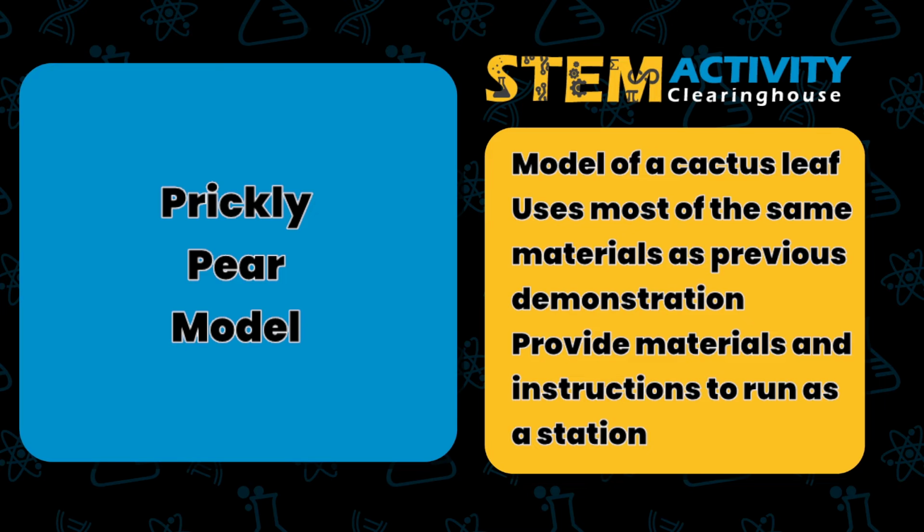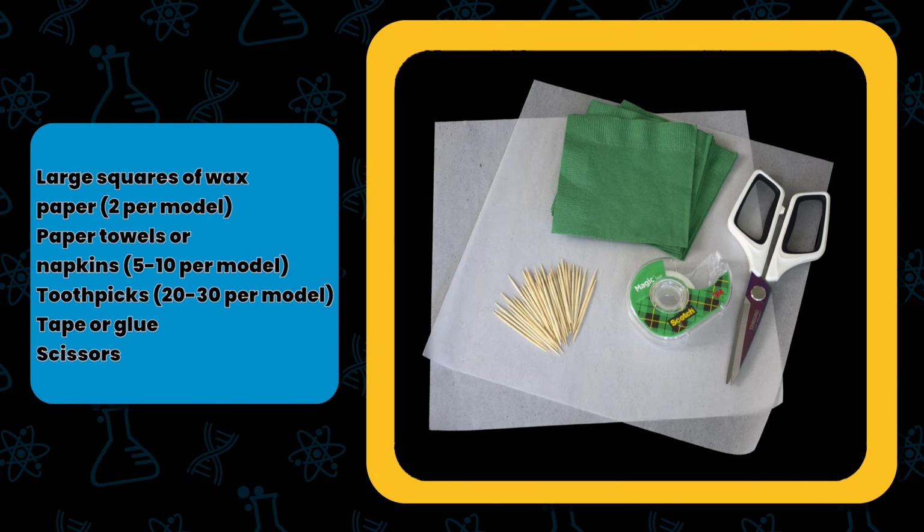First, let's gather our materials for our prickly pear model. You will need 2 large squares of wax paper about 10 to 12 inches in size, either cut from a large roll of wax paper, or you can use deli sheets that are sold in large packs of already cut sheets of wax paper. Paper towels or napkins, about 5 to 10 per model. We recommend using green paper towel or napkins so that your cactus model comes out green. You'll also need 20 to 30 toothpicks to represent the needles of the prickly pear, tape or glue, and a set of scissors.